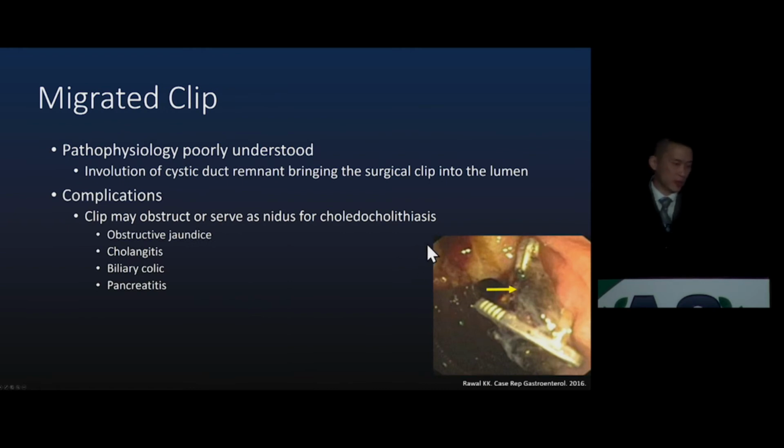Next, we'll talk about the dropped clip, migrated clip. So the pathophysiology is poorly understood, but it's thought to be related to involution of the cystic duct stump, pulling the clip into the lumen, and as that tissue undergoes further necrosis, it becomes free in the lumen. So complications mimic those of choledocholithiasis. It can directly obstruct, or it may serve as a nidus for stone formation. That's what we're seeing here.